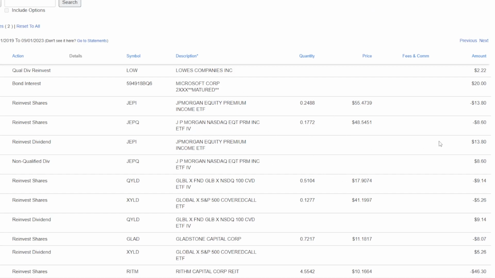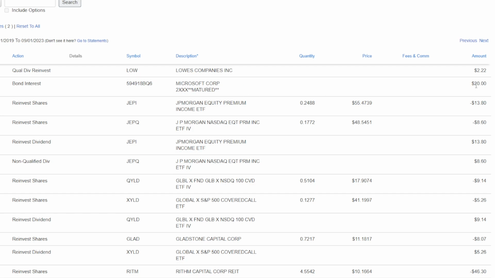We get a couple more monthly payers here, JEPI and JEPQ. JEPQ paid $8.60 this month total, reinvested for 0.17 shares. And JEPI, the larger of the two positions, paid $13.8, which is about 0.248 shares repurchased. So not too bad. Every 4 months, getting another share there. I'll take it any day of the week.